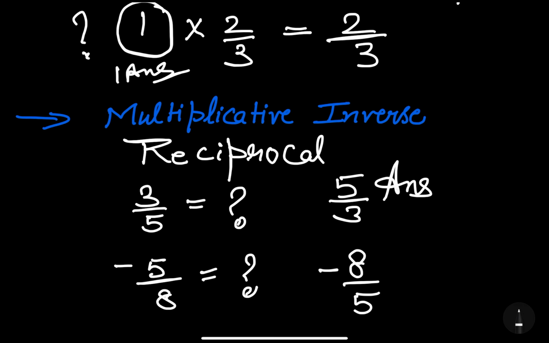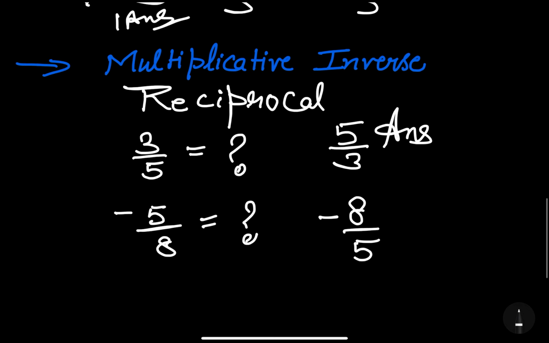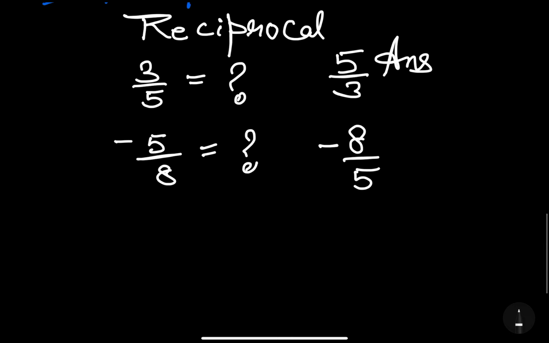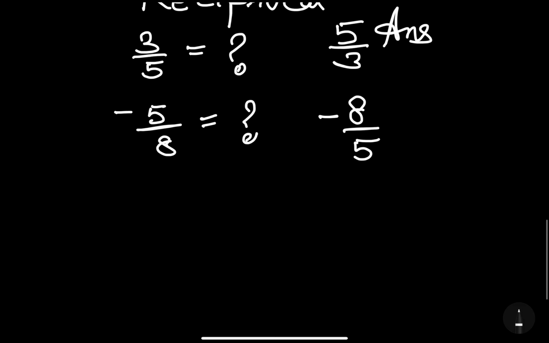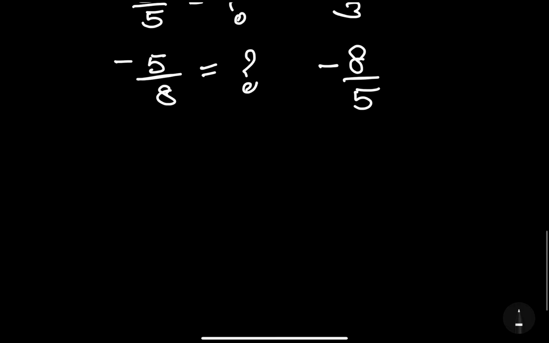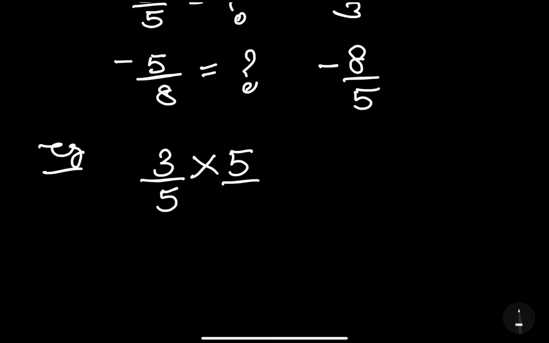One more thing I want to add after these properties. If we find the product of a rational number and its multiplicative inverse, the answer we get is a multiplicative identity. I will explain how with an example. Suppose I take the rational number 3 upon 5. Now what is its multiplicative inverse? Its reciprocal. What will be the reciprocal of 3 by 5? It is 5 by 3.